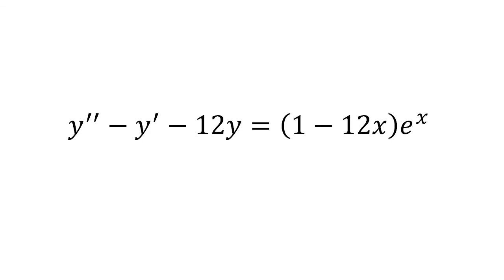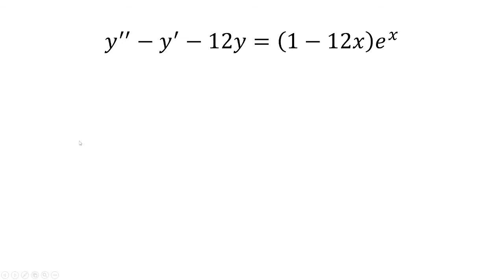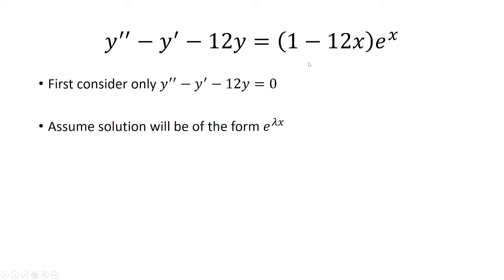In this video, we'll be solving this differential equation. The first thing we're going to do is break this up into two separate problems. First, we're going to consider the differential equation y double prime minus y prime minus 12y equals 0. Once we get a solution for that, then we're going to include the right side of the equation and combine it together. So think of this as a two-part process.